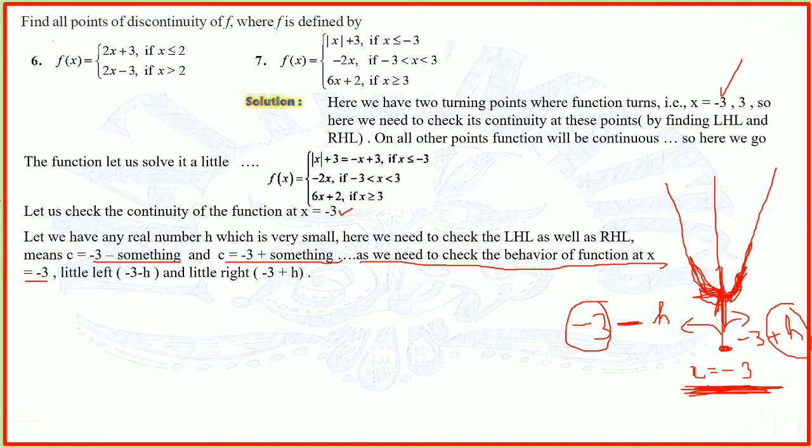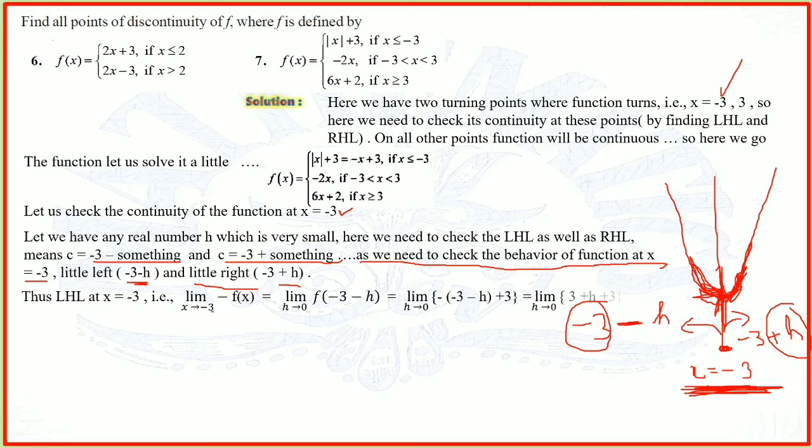So a little left is minus 3 minus h, as I wrote it there, and a little right means minus 3 plus h. So the left hand limit at x equal to minus 3. This minus in the superscript over 3 is denoting the left hand limit. The minus 3 is already coming by default. Don't take this minus as a left hand limit. I am talking about this superscript. If the superscript is negative, that means we are taking the left hand limit. So here the value of the variable is minus 3 minus h.